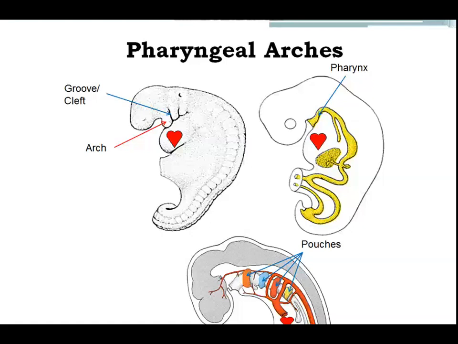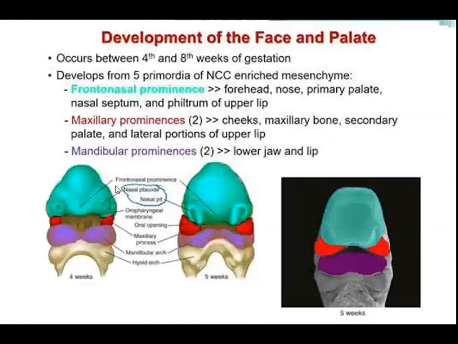At the 4th week of development, in the face of the embryo, we can see five outgrowths, protuberances, or prominences. They are the frontonasal prominence, which is unpaired, and then the paired mandibular arches.